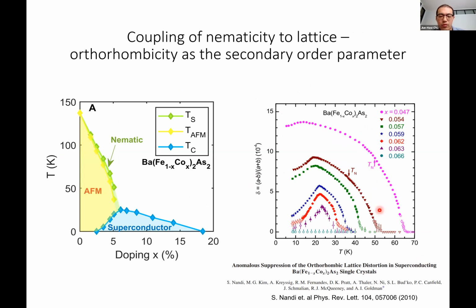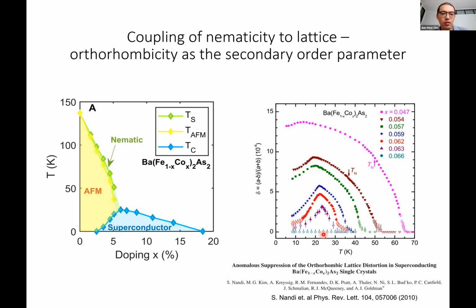And what is really interesting in this pioneering work by the Iowa State group is that they found that this structural transition, actually the lattice distortion, is suppressed once the system enters the superconducting phase. So this really implies that the superconductivity is competing with the orthorhombicity. And the structural distortion is really just a secondary order parameter that follows the primary electronic order parameter, which is really the driving force of the phase transition.